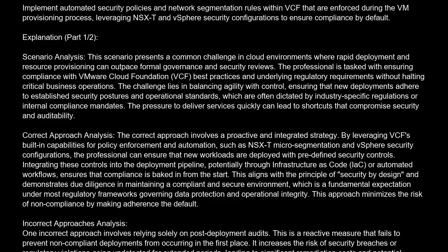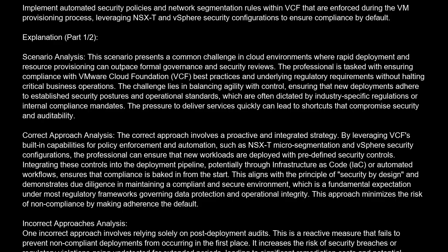The correct answer is C. Implement automated security policies and network segmentation rules within VCF that are enforced during the VM provisioning process, leveraging NSX-T and vSphere security configurations to ensure compliance by default. Explanation. Scenario analysis. This scenario presents a common challenge in cloud environments where rapid deployment and resource provisioning can outpace formal governance and security reviews.